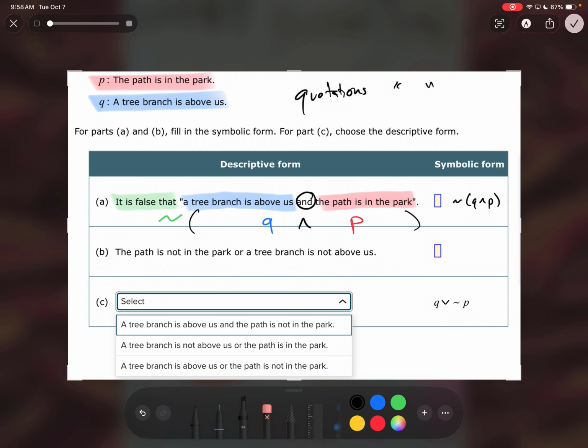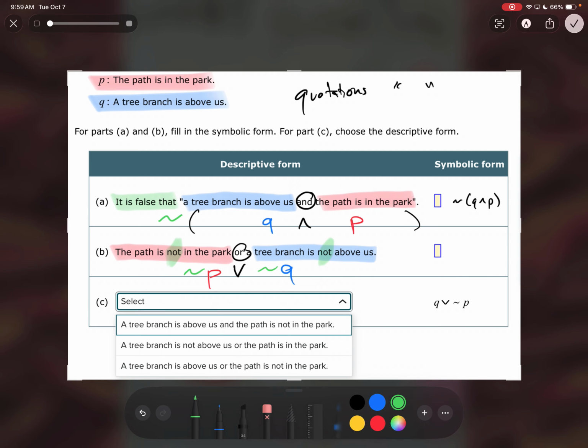All right, next one. The path is not in the park. Okay. The path is not in the park. Tree branch is not above us. So the thing here is we have these nots. And then we have an or. So or is a symbol right here, the upside down, or not upside down, the right side up V. The path is not in the park would be not P. So not P, I'm getting carried away with my colors here. The tree branch is not above us, so that's Q, but you put a symbol with the not. Okay. So not P or not Q. So every word in there does account for either the statement or not, or the conjunction or disjunction.